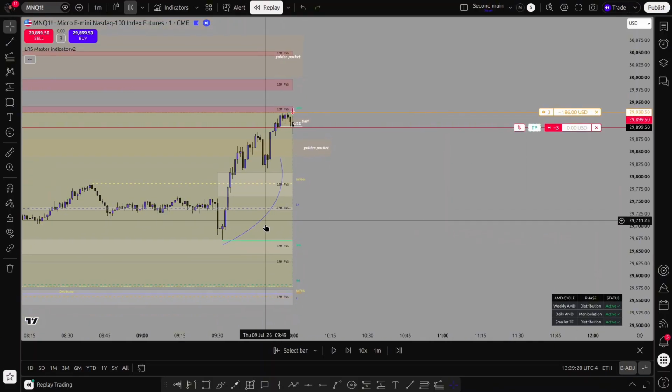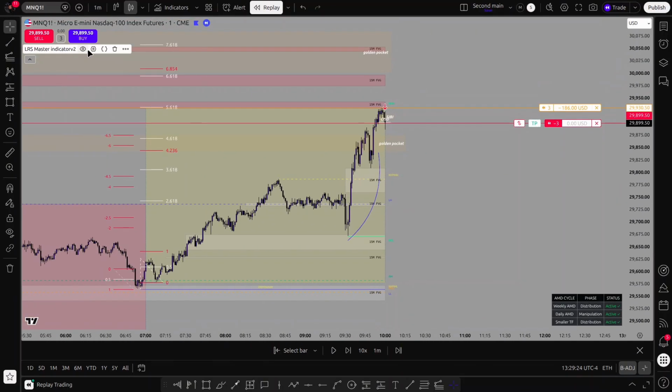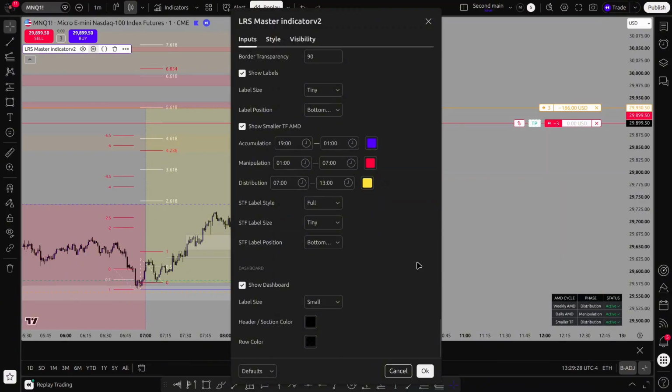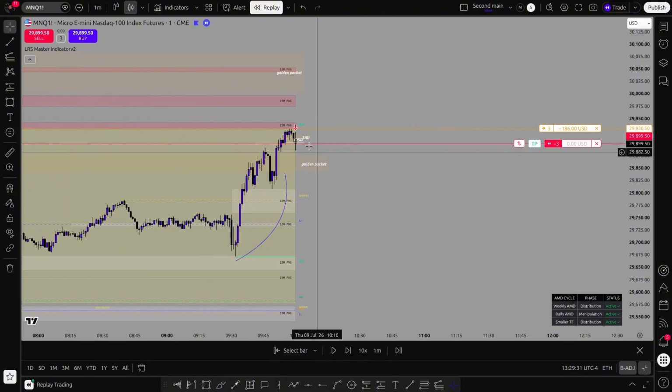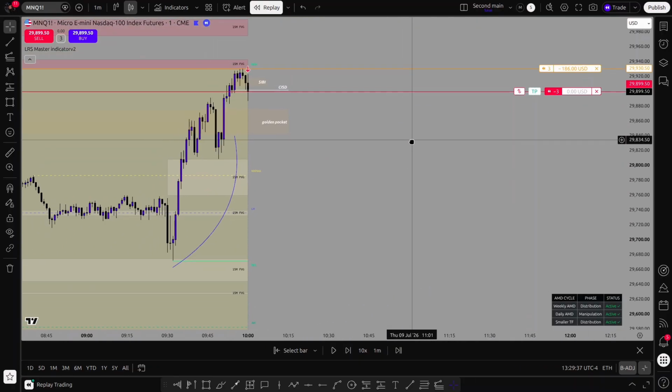So if we're distributing, the time frames that I got currently are, we distribute from 7 to 1 p.m. Eastern time. Therefore, this is a small retracement in the overall bullish distribution. Okay. So yes, it aligns with the narrative of the market maker model.